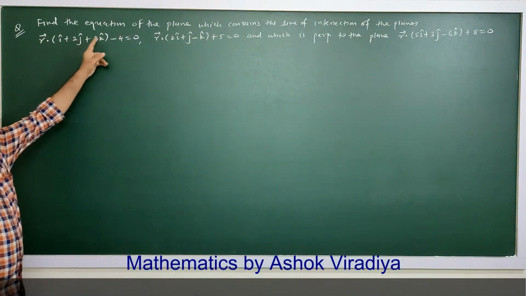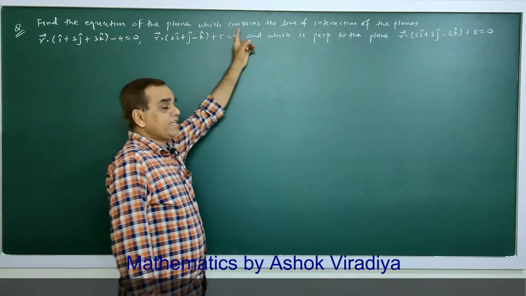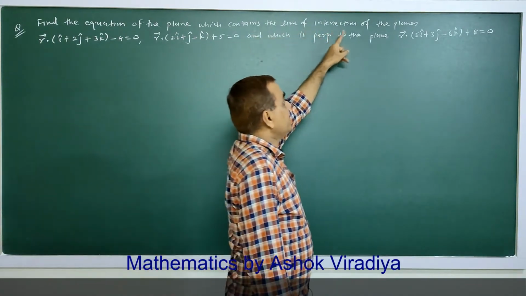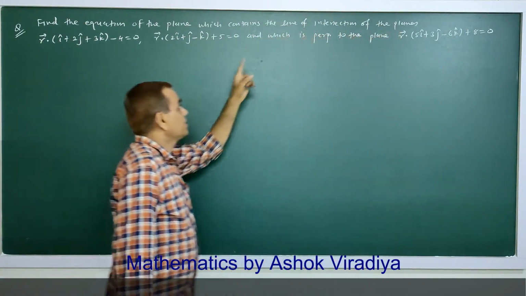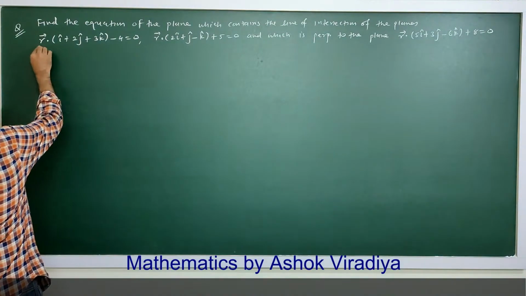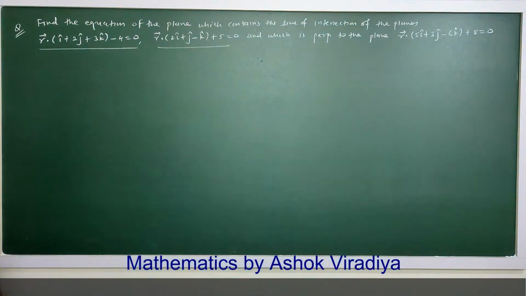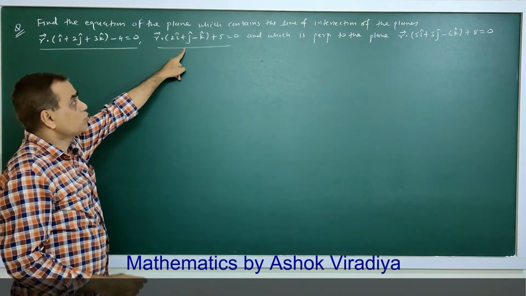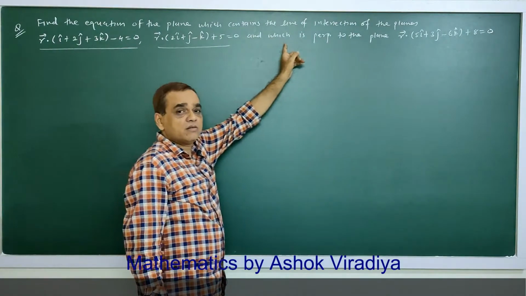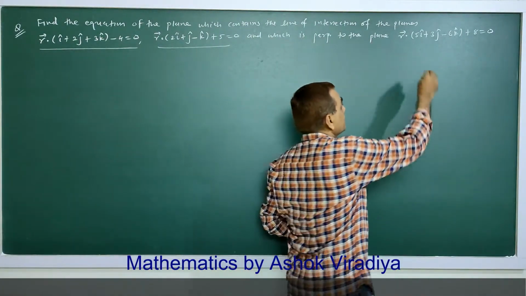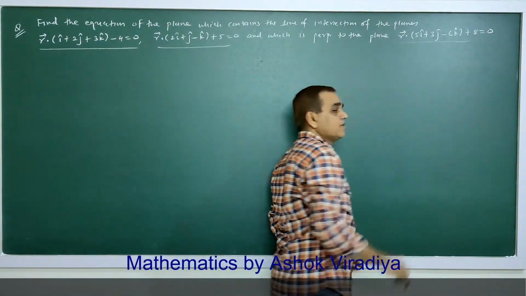Find the equation of the plane which contains the line of intersection of the planes. See, these two planes are given. So a plane passing through the intersection of these two planes and which is parallel to this third plane, that we require.